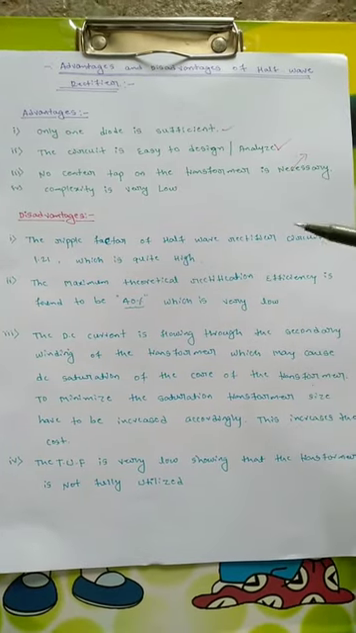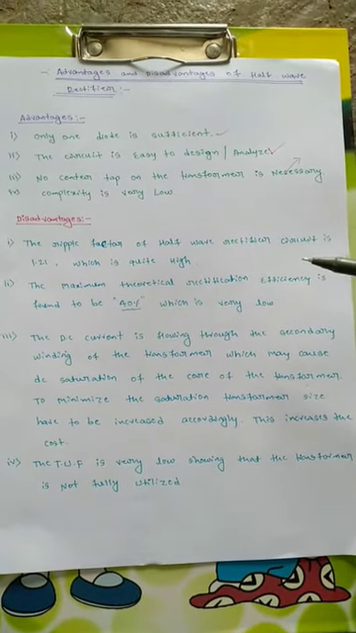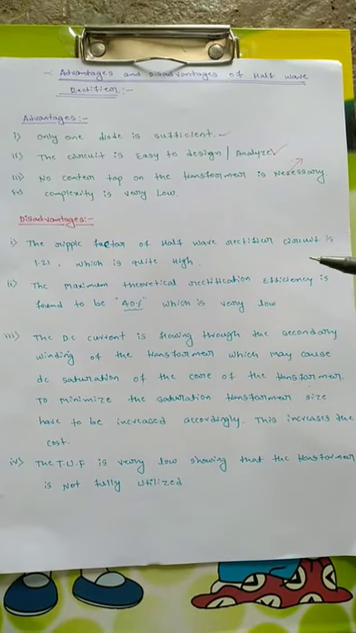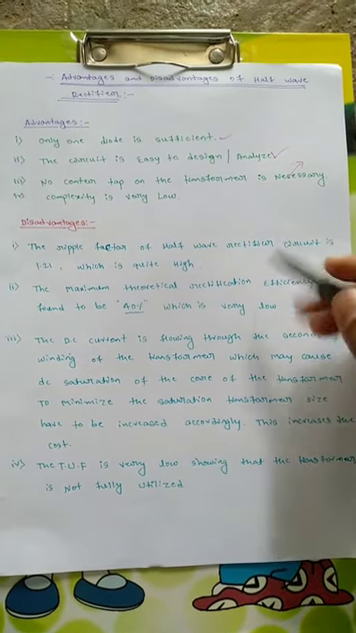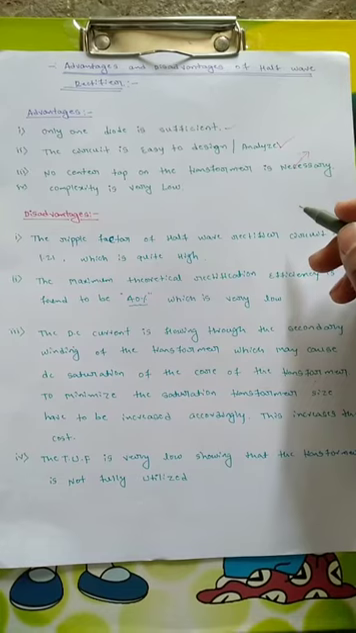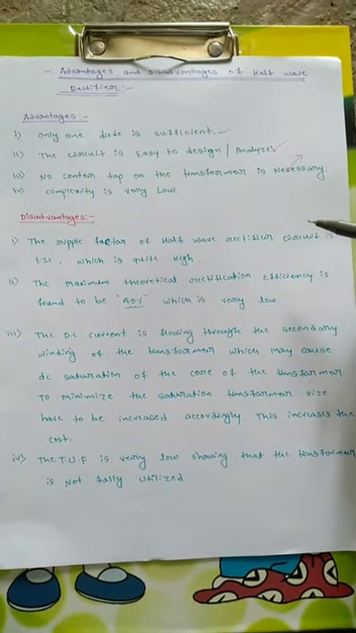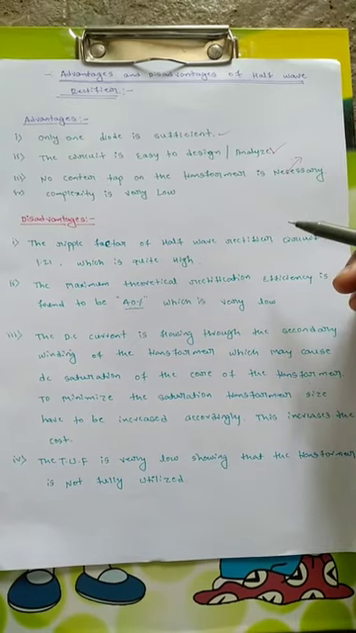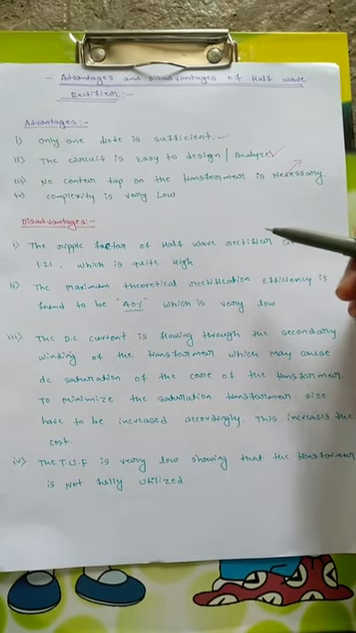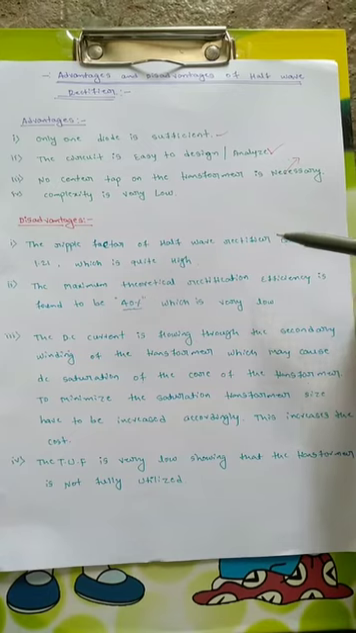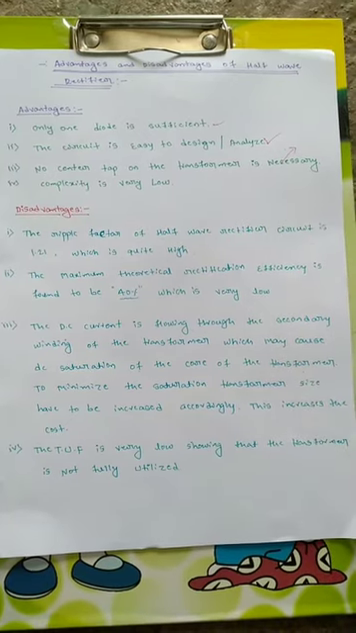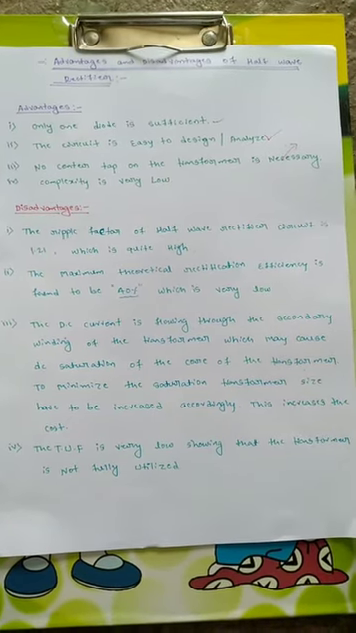But the disadvantages are: the ripple factor of a half wave rectifier circuit is 1.21, which is quite high. As the ripple factor increases, the efficiency of the circuit decreases. So the ripple factor should be as low as possible. For the half wave rectifier the ripple factor is 1.21, which is very great compared to the full wave rectifier, which has 0.93 as its ripple factor.